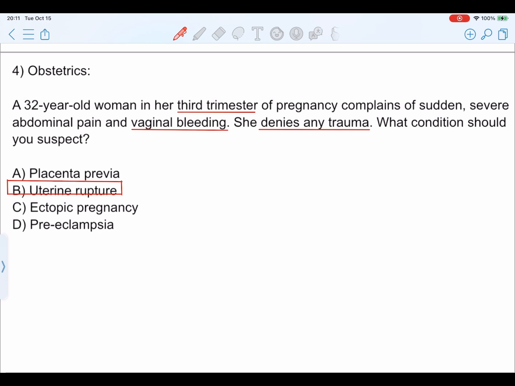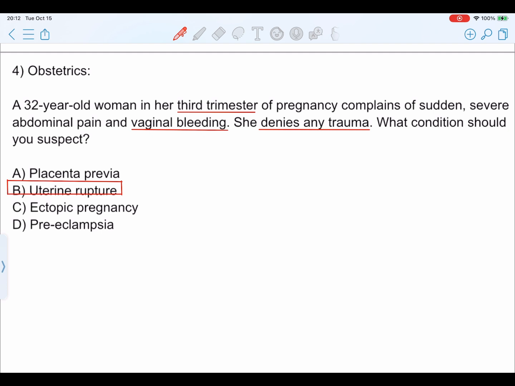That leaves us with uterine rupture, which is exactly defined by the symptoms that we have. We get vaginal bleeding, we get severe trauma, and it can oftentimes be, or sorry, severe abdominal pain, and this can also come along without any trauma. It just ruptures.